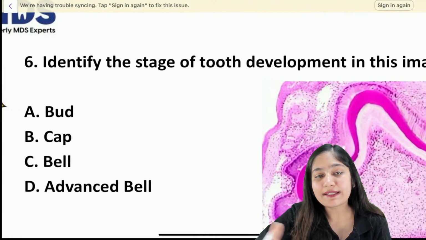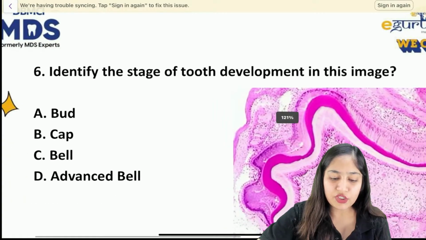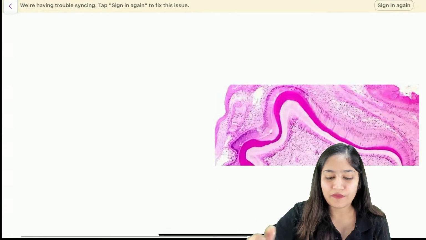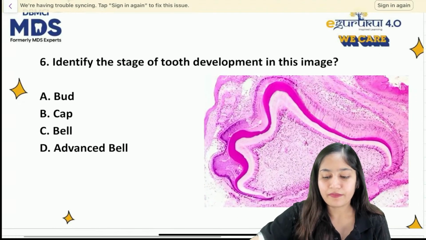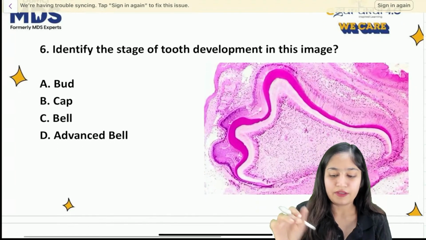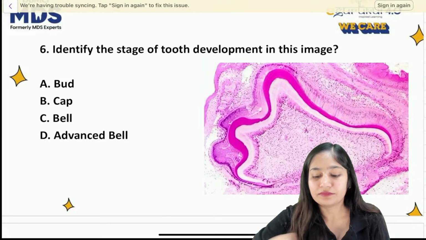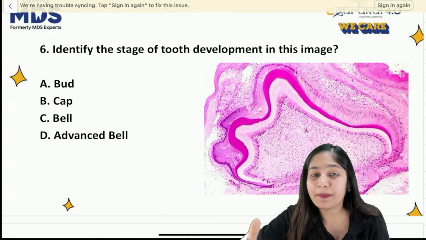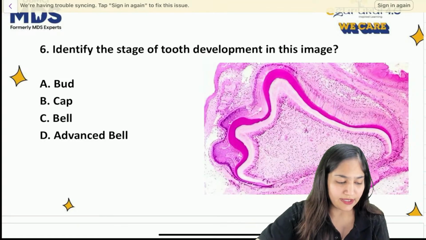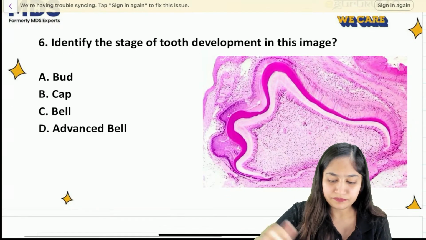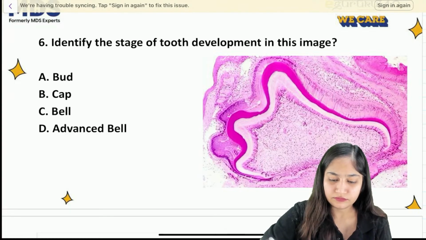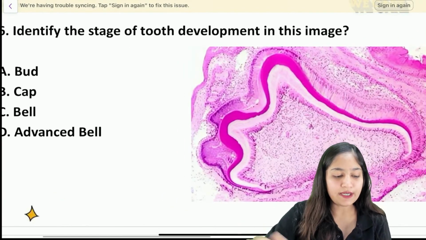Coming to our next question, which is again an image based question. Identify the stage of tooth development in this image. What will be the correct answer here? Can you identify? Is it bud stage? Is it cap stage? Is it bell stage? Or is it advanced bell stage? Anyone? What will be the correct answer here?